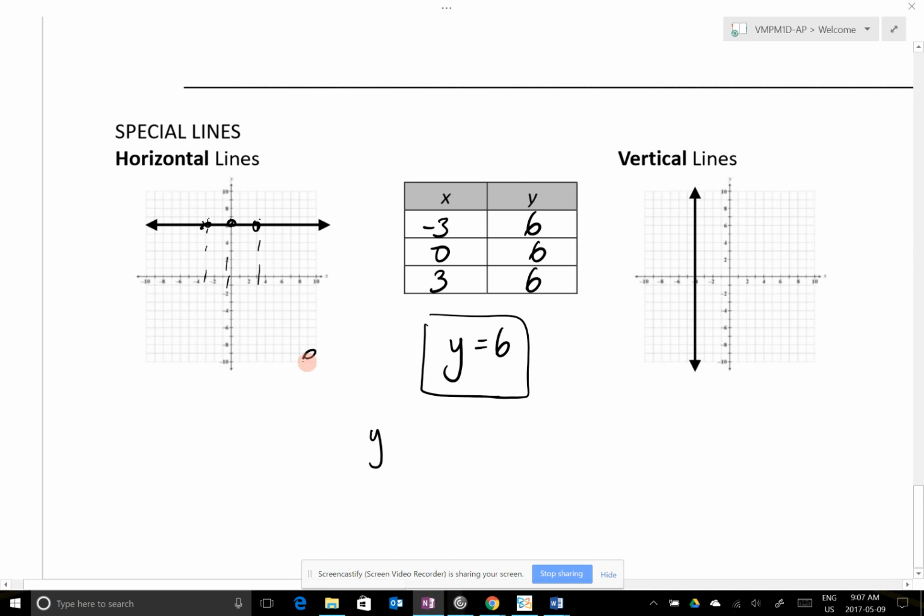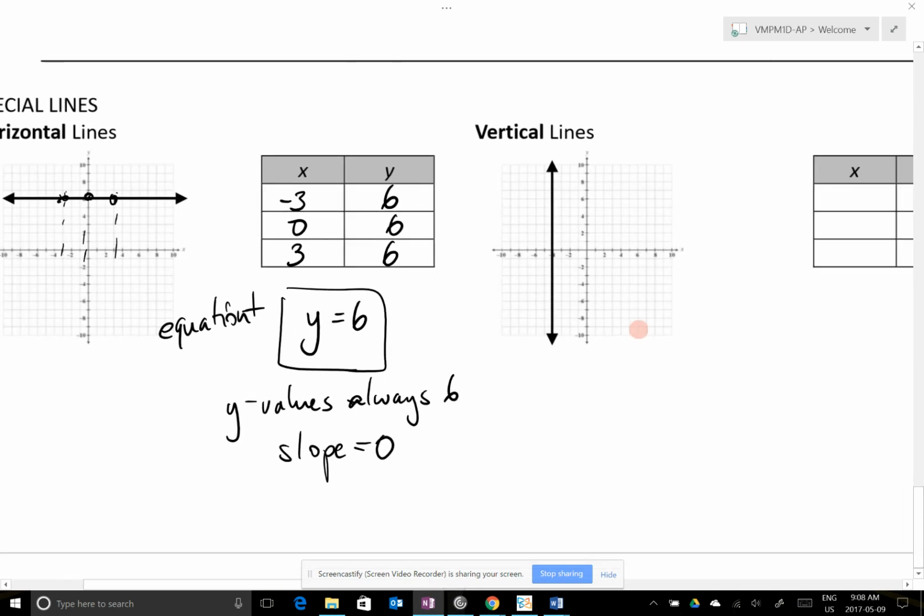That's the equation. There's no x in this equation because x is everywhere. No matter what x value you pick, y will always equal 6. And so the y value is always 6. The slope is 0. Okay, it's a horizontal line.